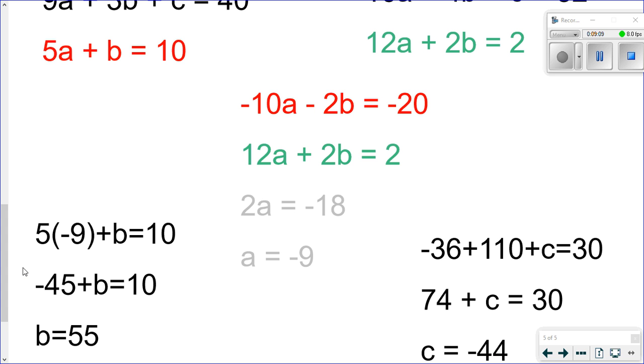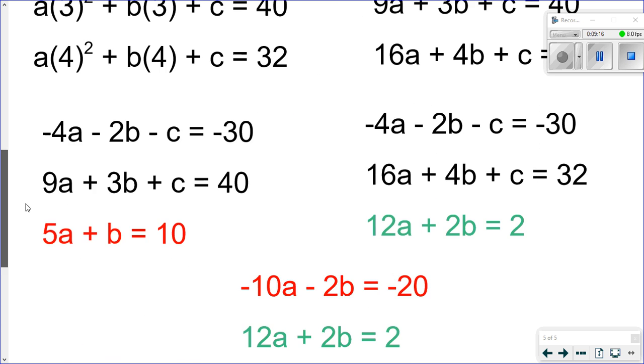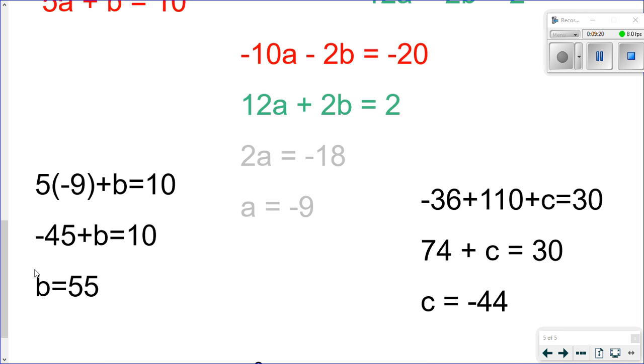Okay, so then I think I plugged it into my first equation, the 4a plus 2b plus c equals 30. So I did 4 times negative 9 and got negative 36 plus 2 times b. Well, b is 55, so 2 times 55 is 110, plus c equals 30. Negative 36 plus 110 is 74. Subtract the 74 from both sides and we get c equals negative 44.